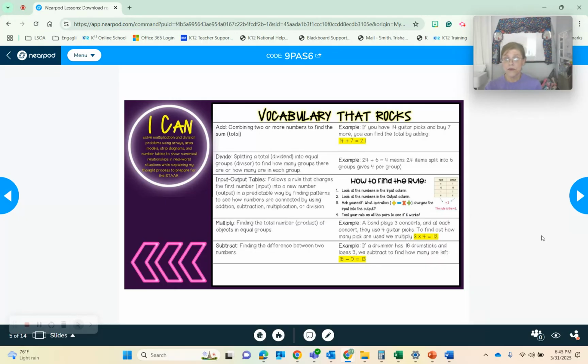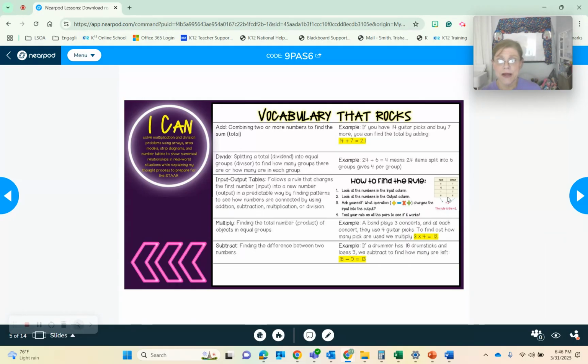How do we find the rule? 1, look at the numbers in the input column. 2, look at the numbers in the output column. 3, ask yourself, what operation? Are we adding, subtracting, multiplying, or dividing? What operation changes the input to the output? Can we add, subtract, multiply, or divide to change those numbers? Then test your rule on all of those pairs.